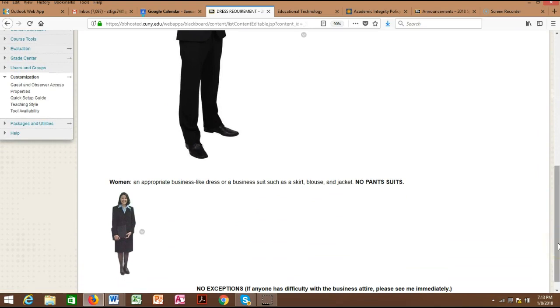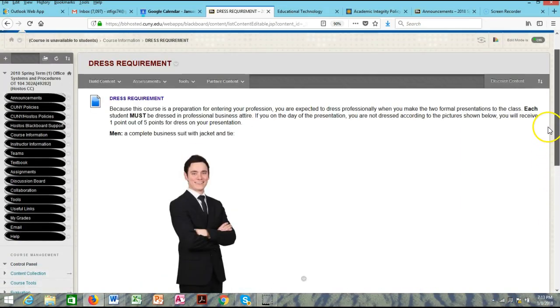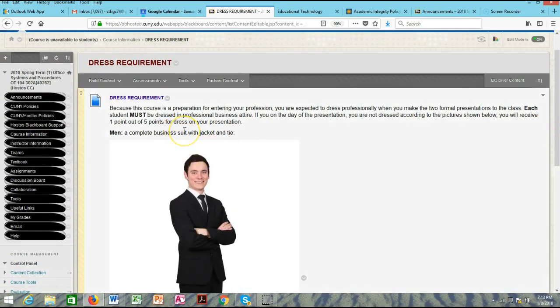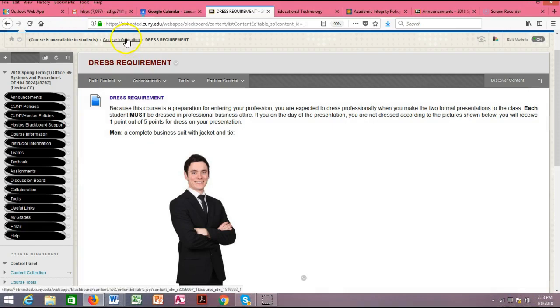I don't want to hear about pantsuits. I don't want to hear how cold it is. I don't want to hear anything. This is exactly how I want you to be dressed. If you are not dressed this way, you will receive 1 point out of 5. And I don't think you want to only get 1 point for all the work that you're going to be doing for this class. All right?